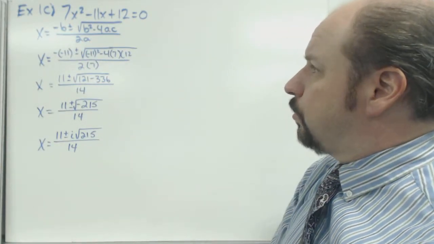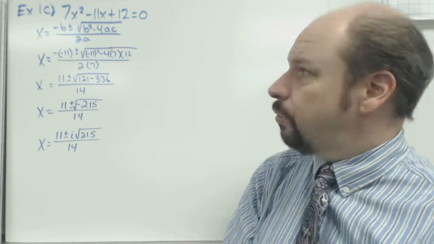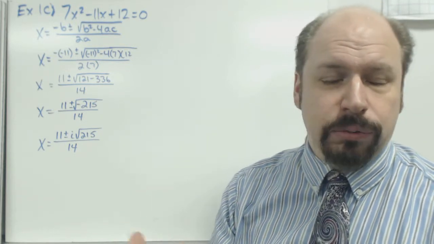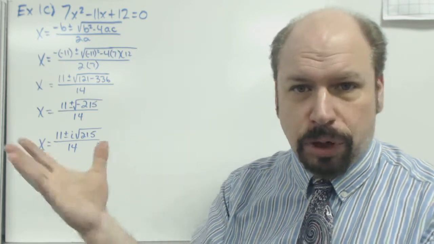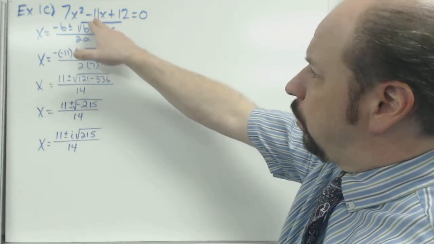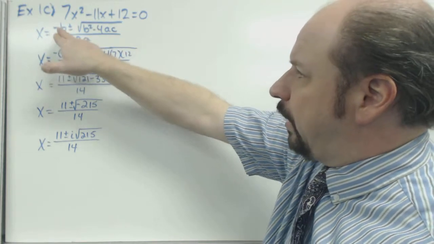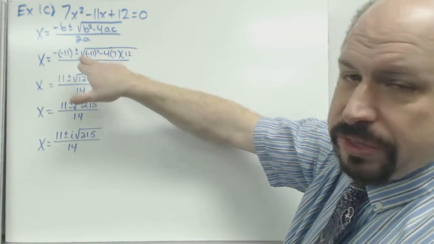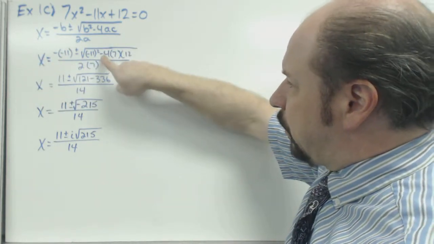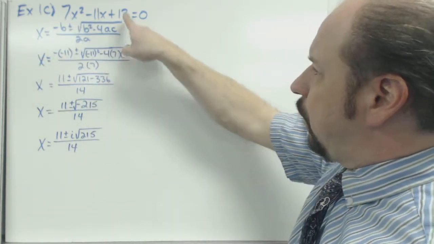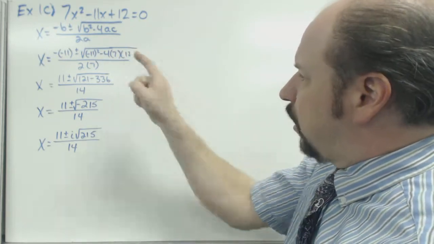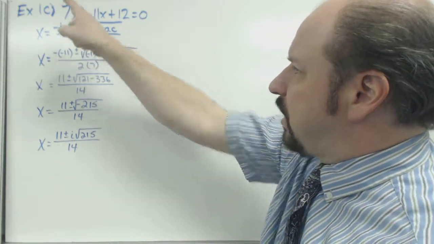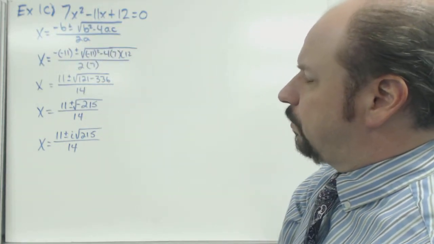So we're going to use quadratic formula to solve 7x squared minus 11x plus 12 equals 0. Once again, we're just going to find a, b, and c, and plug them into the formula. So b is negative 11, so negative 11 plus or minus the square root of b squared, well, negative 11 squared, minus 4 times a, which is 7, and c, which is 12. Forgot to close my parentheses there, sorry. Over 2 times a, which is, again, 7.